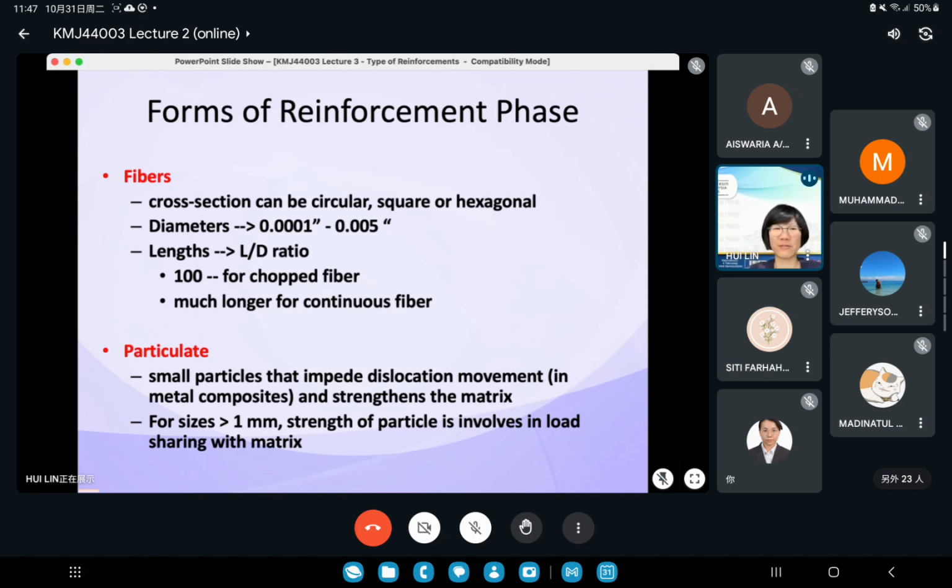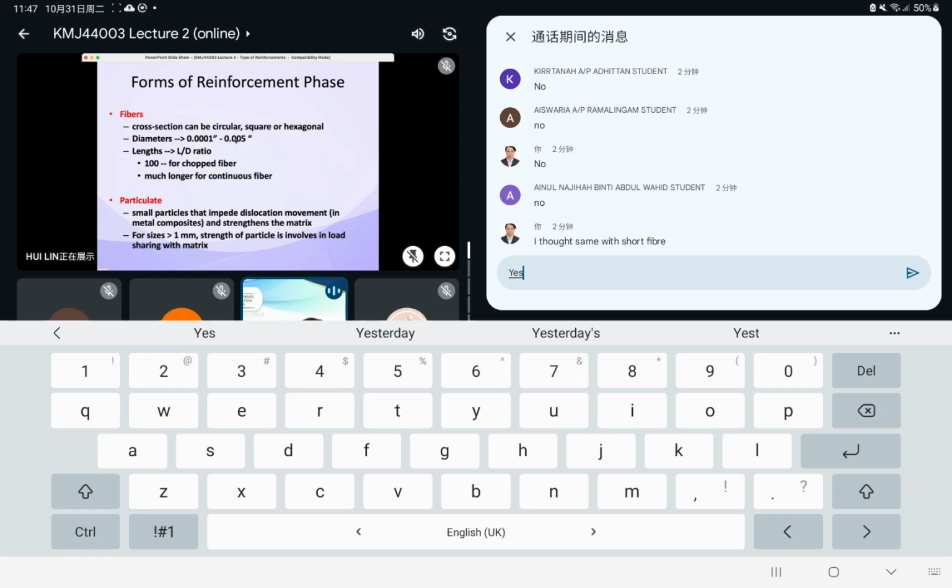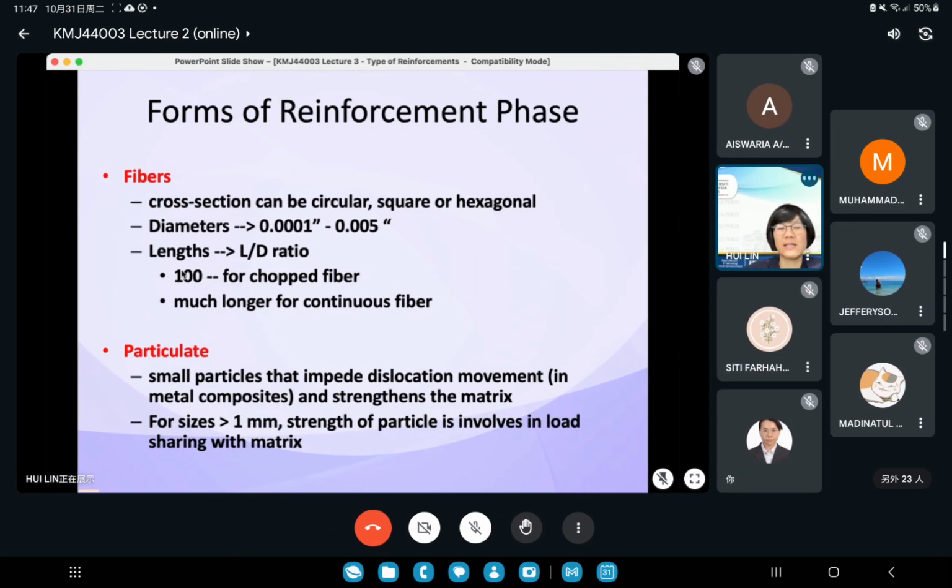You know aspect ratio, right? Sorry, this is in inch, 0.001 inch to 0.05 inch in diameter. So in short, the definition of fiber: when the aspect ratio, length per diameter, is in the range of 100, lower than 100, we say it is a short fiber. If the aspect ratio is higher than 100, then we call it a long fiber. So this is a definition.